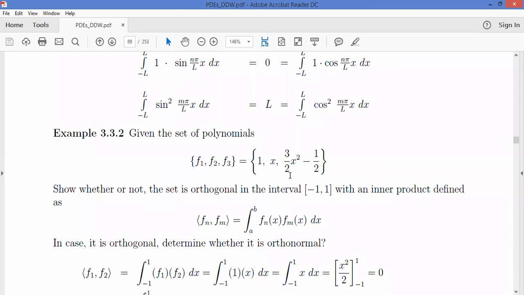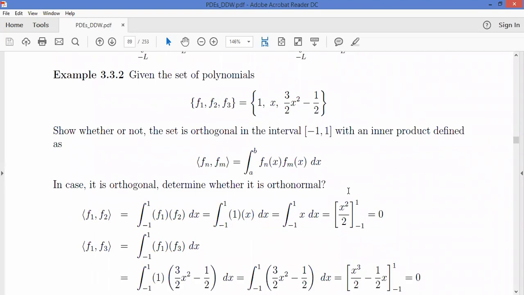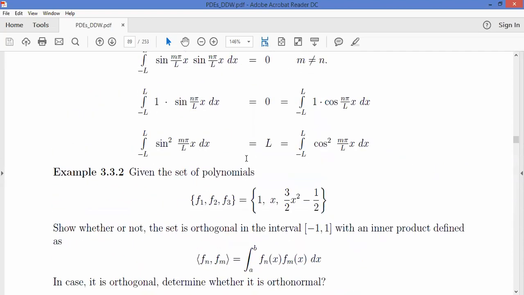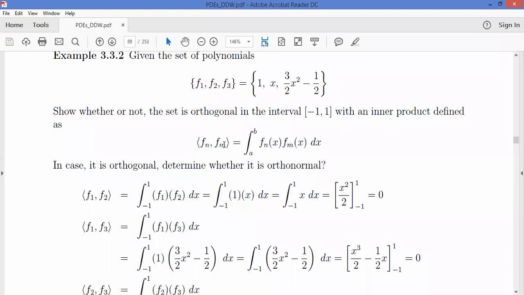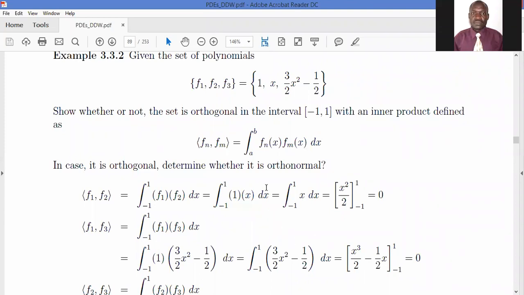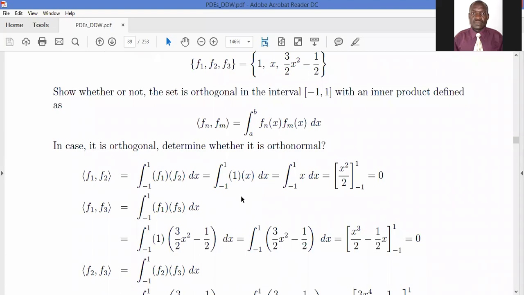So here you have a set of three functions, that is f1 up to f3. We are saying by the generic definition, where we used phi m, phi n, here we have f n, f. You don't have to worry about the notation, it can change. So instead of phi, we have used the letter f. So this is the case, and we are saying in this case it is orthogonal.